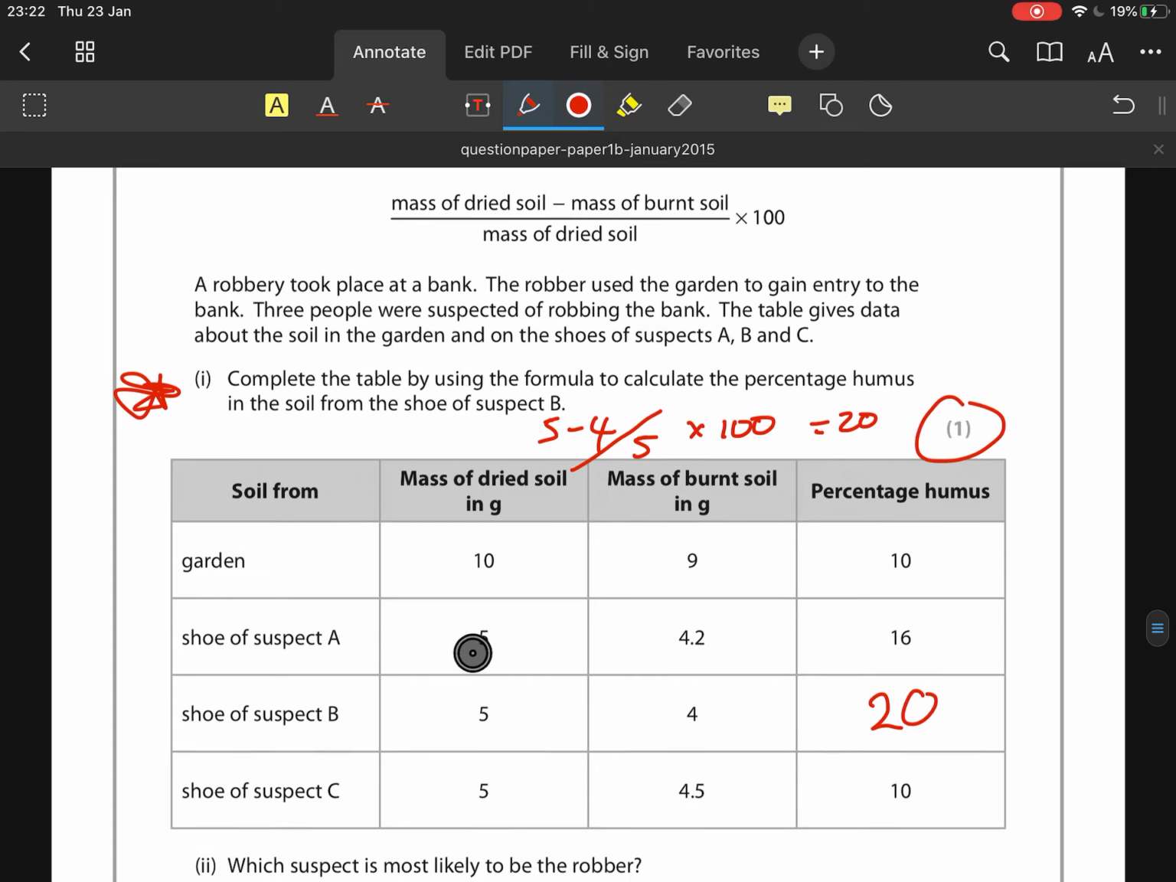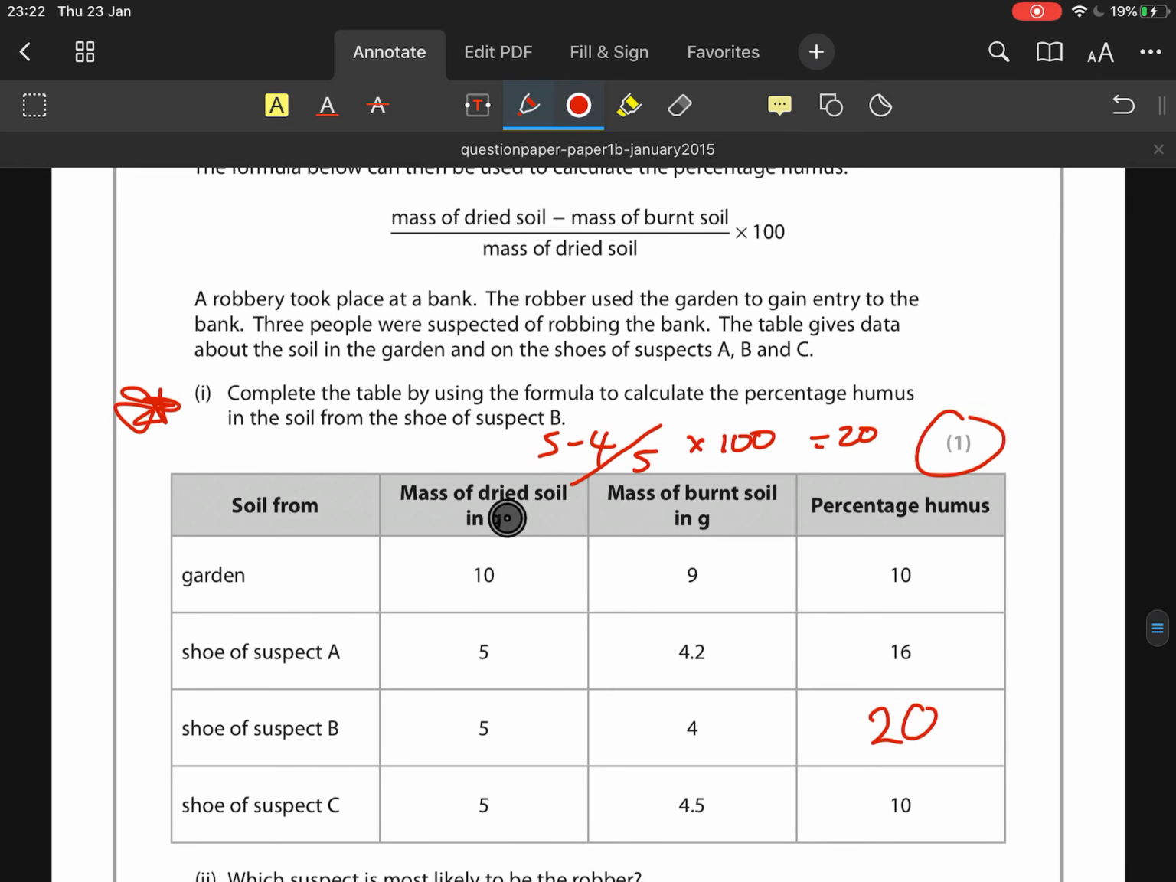The next question here: which suspect is most likely to be the robber? Well, we haven't really talked about that yet, so we're going to read this line here now. A robbery took place at a bank. The robber used the garden to gain entry to the bank. 3 people were suspected of robbing the bank. The table gives data about the soil in the garden and on the shoes of suspects A, B, and C. Complete the table using the formula to calculate that.